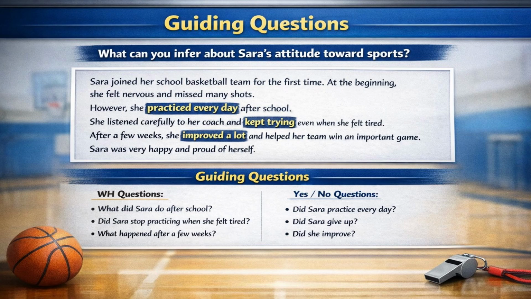The teacher can also ask simple yes or no questions, like, did Sarah practice every day? Did she give up? Did she improve? Step by step, students begin to see the answer. They understand that Sarah is hardworking, determined, and does not give up. This is the correct practice. We don't give answers. We guide students to find them. This is how we support all learners and build independent thinkers.